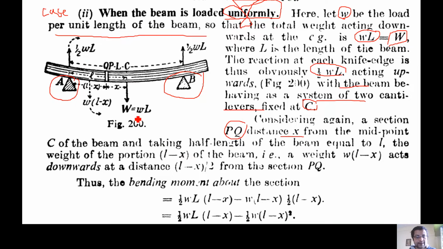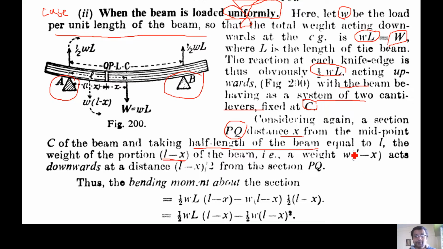But remember that here the distribution of the weights is taking place on the half length of the beam, and this half length of the beam is L by 2. But since the specimen is held at a distance X, that distance becomes L minus X. The weighted portion of the beam becomes L minus X.